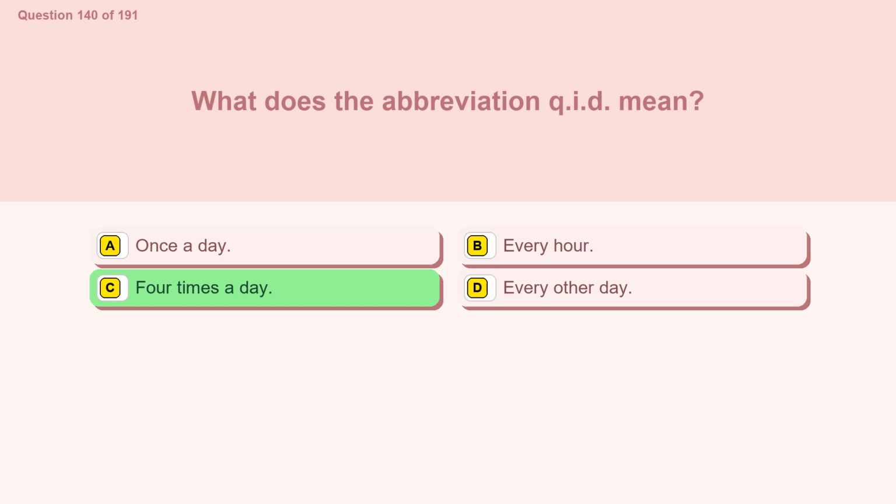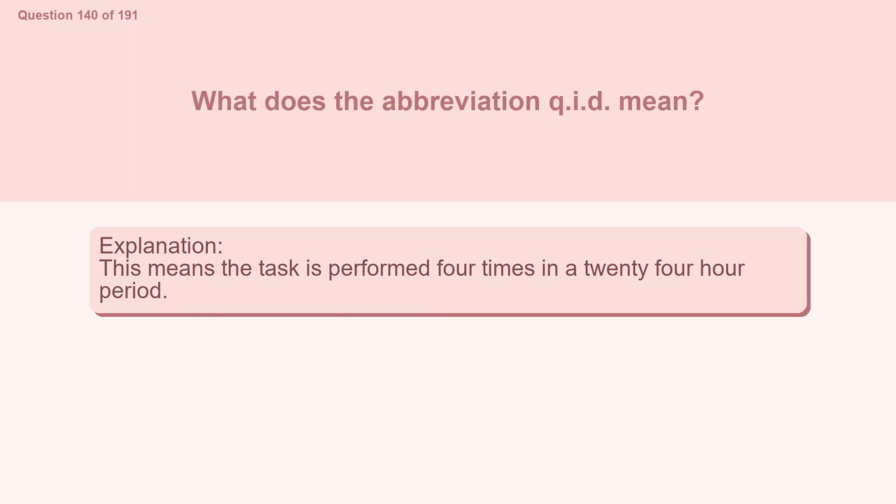The correct answer is option C. 4 times a day. This means the task is performed 4 times in a 24-hour period.